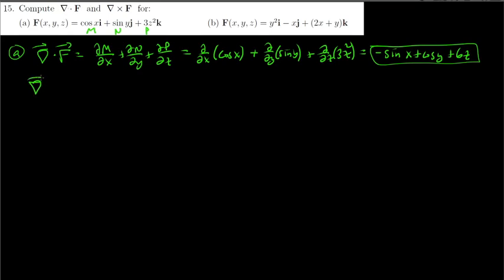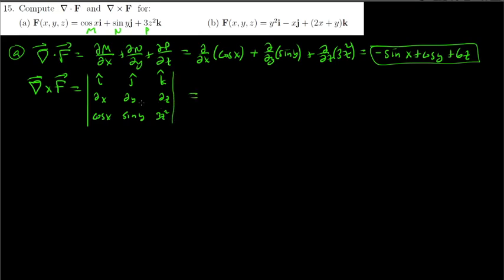All right, so for the curl, again, I prefer to think of this in terms of the determinant: i, j, k, and then these are the partials with respect to x, y, and z, respectively, and then the M, N, and P: cosine x, sine y, and then 3z squared. Sorry, that's supposed to be vertical for the determinant.